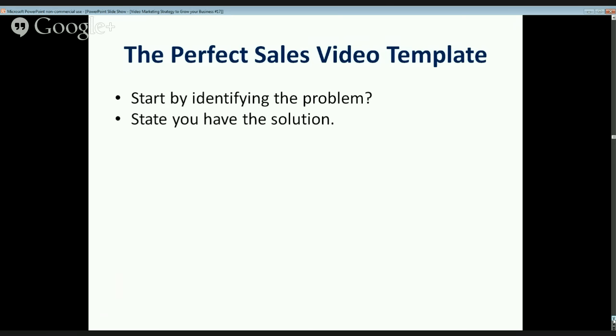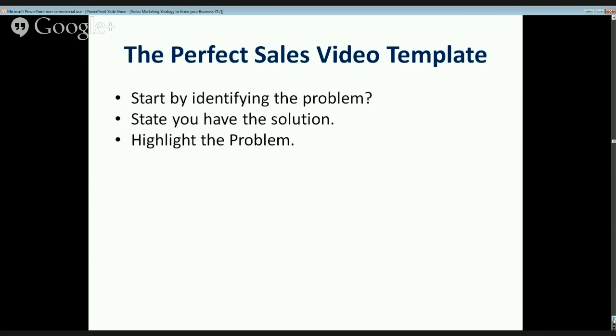The second stage is to state you have the solution. Well, then I've got the right solution for you to get rid of that pain. And that's what it is. All products have to solve a problem, have to relieve a pain, be it physical or emotional or whatever. So always identify the problem, then state that you have the solution. Now they're interested in watching your video.